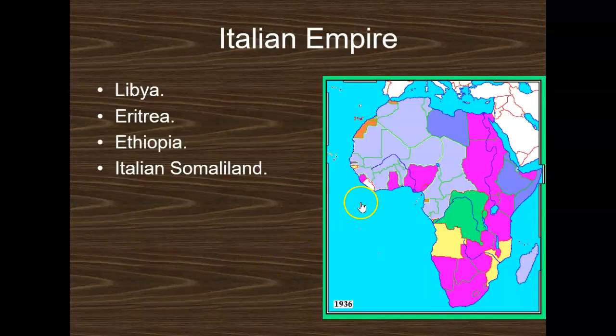Here you can see some of the Italian possessions. Libya became part of Italy around 1912 or so as a colony. And then over here in East Africa, you have Italian Somaliland and Ethiopia, and Eritrea as part of this East African Italian empire. This is from 1936.